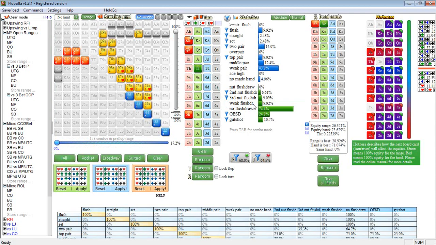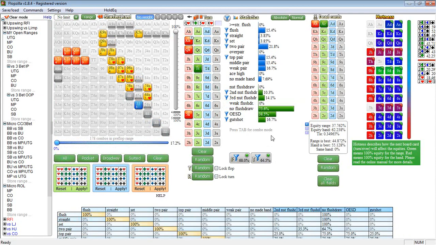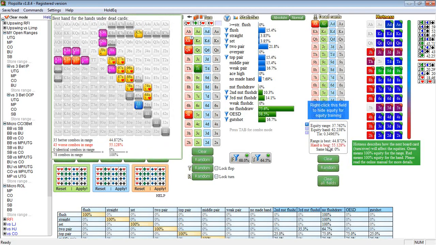Now let's take the weak flush draws out. All right, so 64% of his range. Our equity here is still 62%. We're still beating a ton of hands here. You know, what hands are we beating? We're beating King 9 suited, Queen 9 suited, Jack 8 suited, 9 8 suited, Jack 10. So you see, we're beating a good amount of his range.